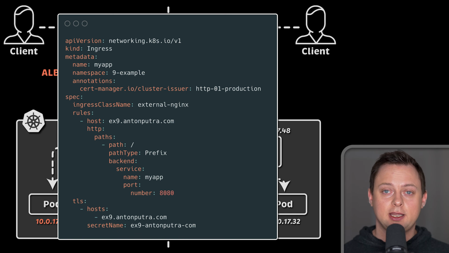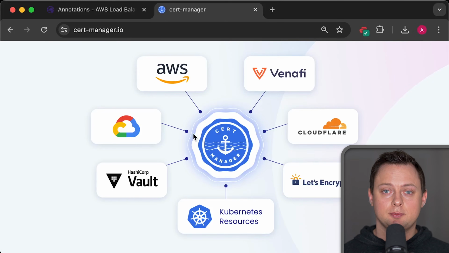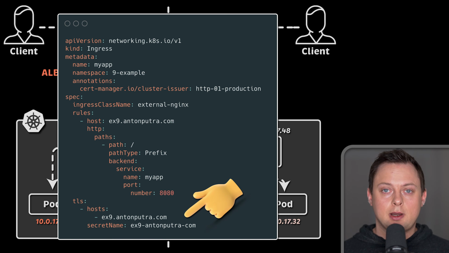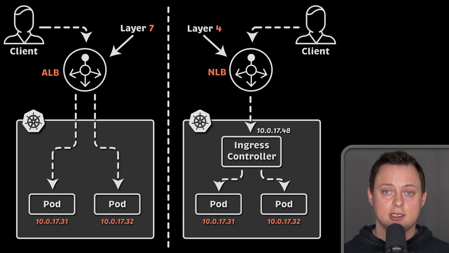To secure your application with TLS, you need to deploy Cert-Manager, which automatically obtains and renews certificates from Let's Encrypt. Keep in mind that you have to store the certificate and private key inside Kubernetes and mount them to the Nginx pod. This way it can terminate TLS and route traffic to your application.